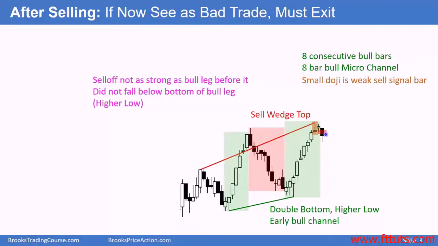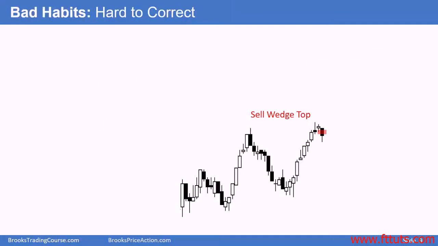That means this is probably going to be a minor reversal, a bull flag, or a bull leg in a trading range. Low probability of making money. More likely going to be a pullback, and then the trend will probably resume up. So it's not a good wedge top to sell.